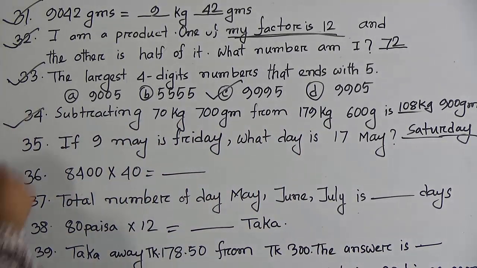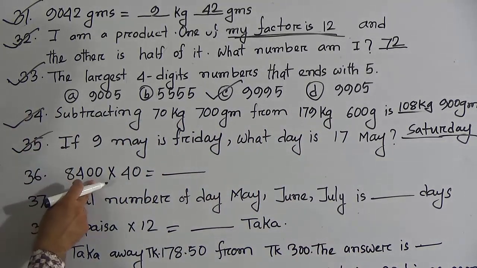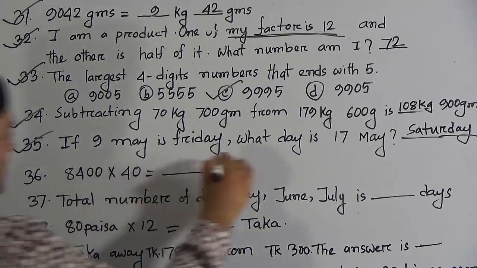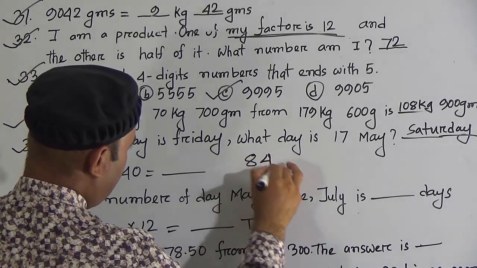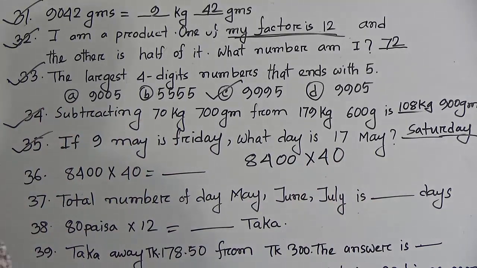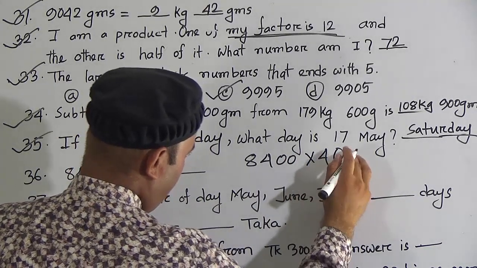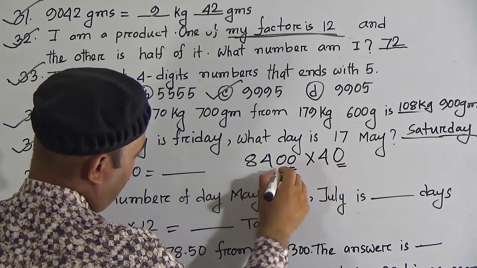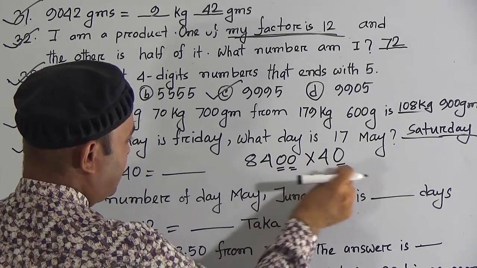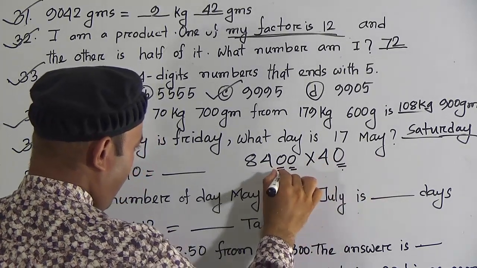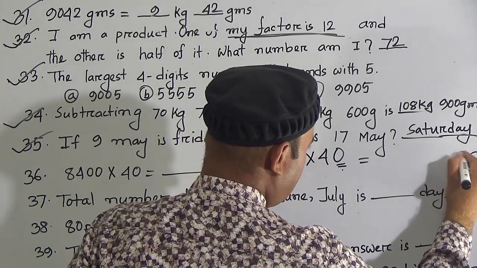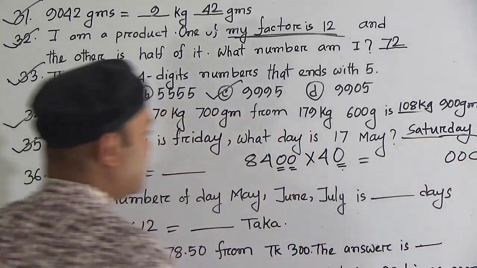Now look here, question number 36. 8400 multiplied by 40. We will use easy tricks here. Look here, there is 0 in the ones place, and 0 in the tens place. At the end of these two numbers, there are 3 zeros in total. So we can write 0 in the ones place, 0 in the tens place, and 0 in the hundreds place.